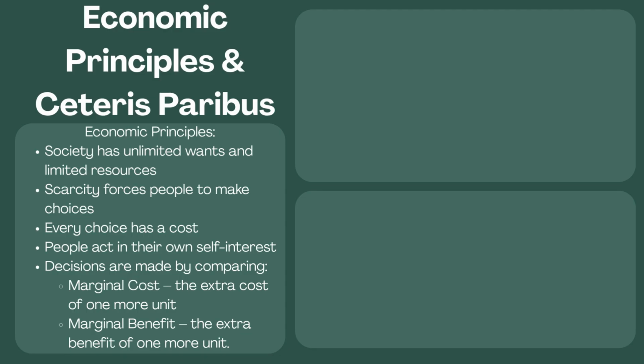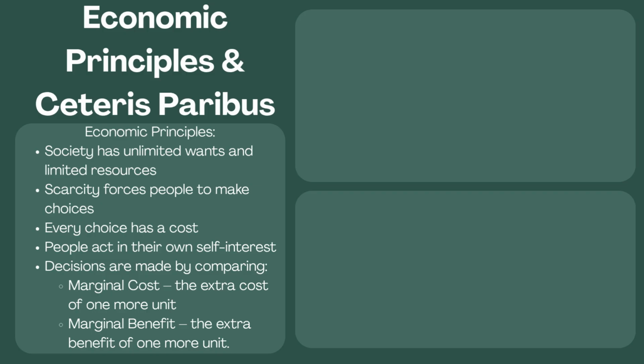Economic principles and ceteris paribus. There are several key economic principles that we'll use throughout the course. First, we have the economic problem. Because of this, choices must be made and every choice has a cost. People generally act in their own self-interest and make decisions by comparing marginal costs and marginal benefits. This is called marginal analysis, which will be talked about later in the video.